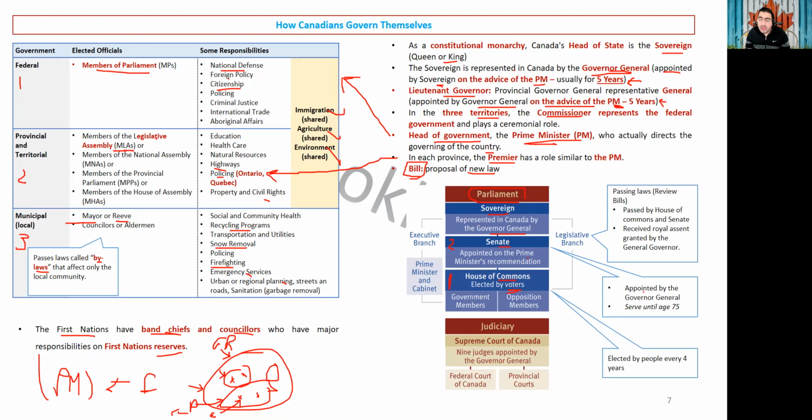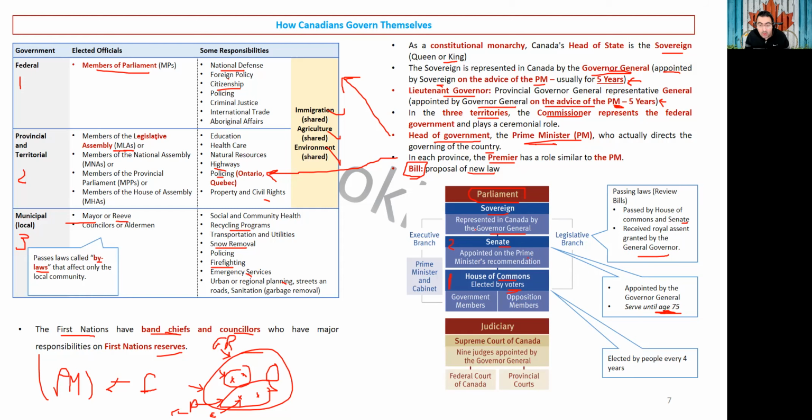This is done by what we call the legislative branch, which makes the law. The Senate is appointed by the Governor General, and they can serve until age 75. And to pass a law, we need to pass the House of Commons and the Senate and receive a royal assent granted by the Governor General. It must have a royal assent granted by the Governor General.